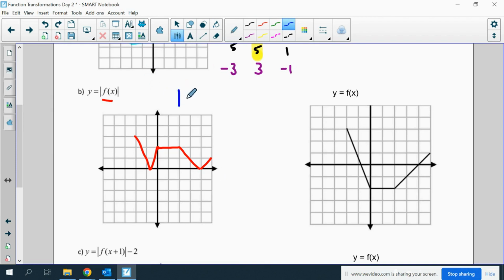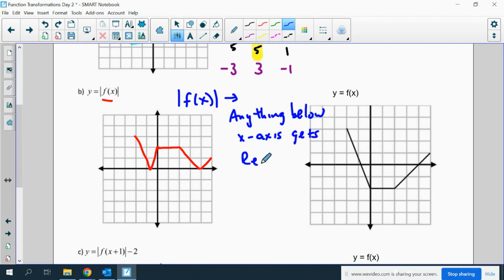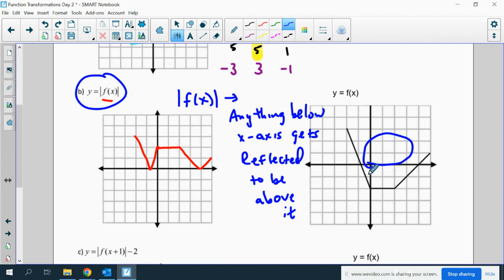So when I have absolute value of the entire function, anything below the x-axis gets reflected to be above it. Now, one thing you notice when you do this is that nothing up here got replaced. I just mirrored this part over, and it ends up showing up here.